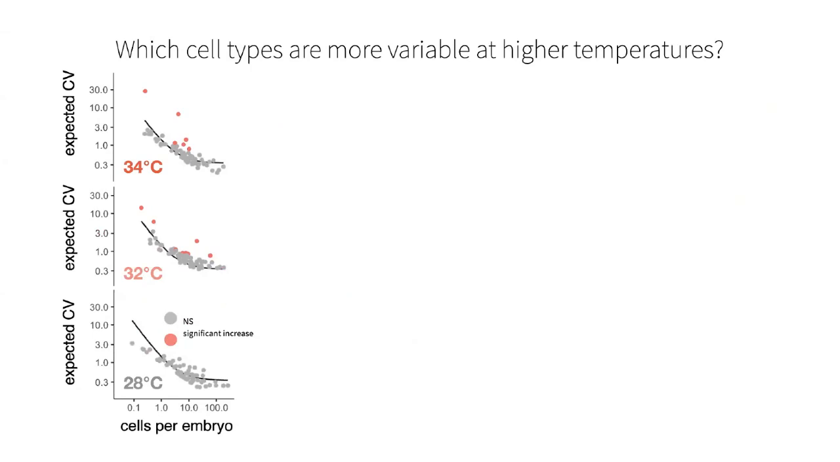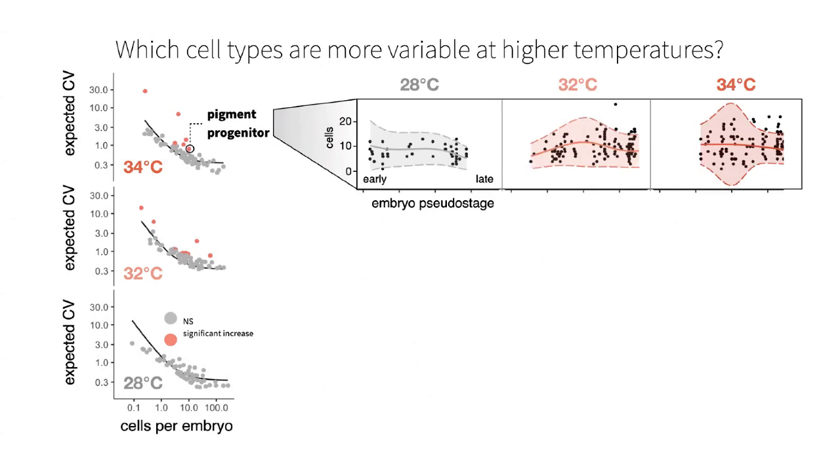Well, to find that out, we turn to our mean versus variance plots here and picked out a few that are unexpectedly variable and even more so at higher temperatures. A good example is the pigment progenitors. When we look at these, I'm showing you just the number of pigment progenitor cells per embryo spread out over developmental stage on the x-axis.